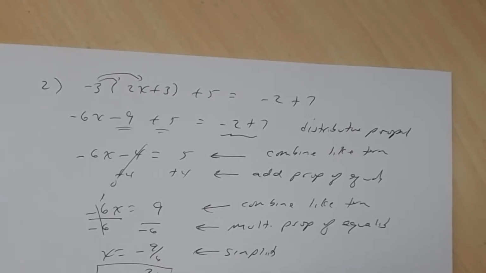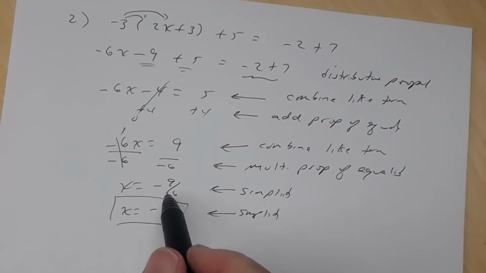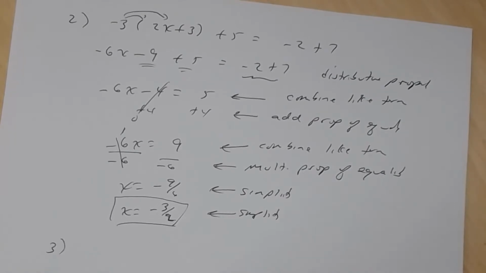All right, so simplified here. So I reduced, simplify, reduce. So they're both divisible by 3, so I get negative 3/2. All right, number 3.